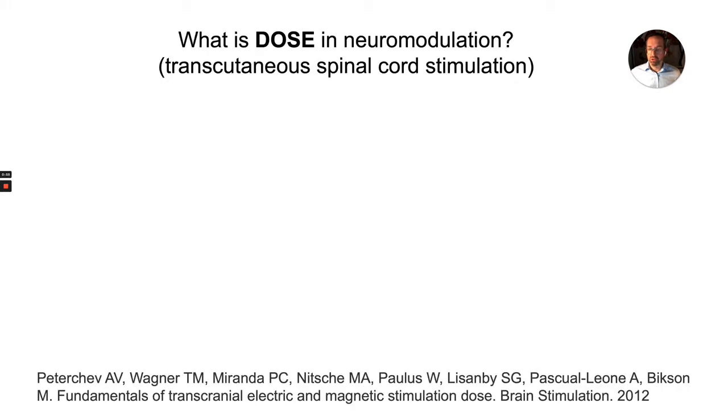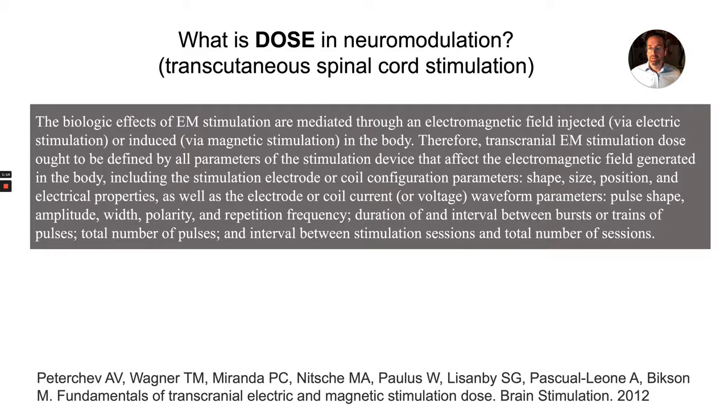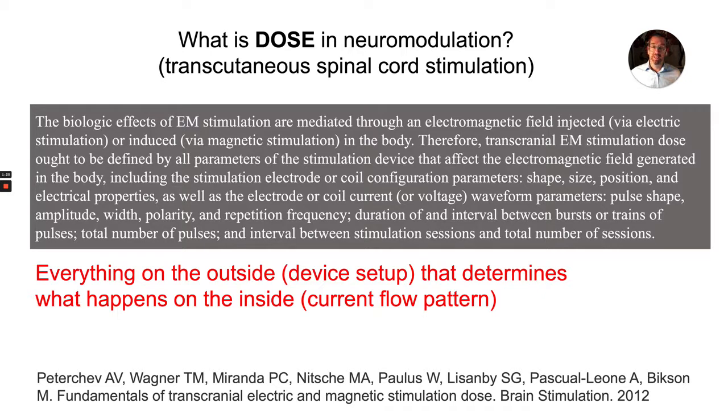So I think it's useful to start with a reminder of what dose even means in the context of neuromodulation, including transcutaneous spinal cord stimulation, but really all forms of neuromodulation. And this is something that myself and Peter Schiff and other colleagues spent a significant amount of time trying to define precisely. And this is a summary of the definition that we came up with. But in a nutshell, what we said is that the dose of a neuromodulation device is everything about it that affects the induction of current inside the body. And it is that current then that has physiological actions.